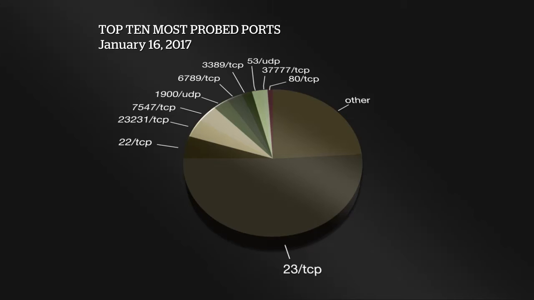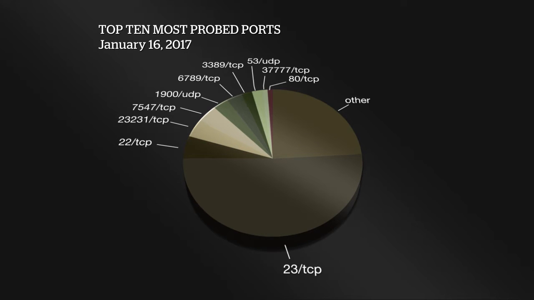So anyway, 6789 TCP is another telnet port, if I remember right. I have slides on each of these. 3389 TCP is Remote Desktop Protocol. We see that one a lot. 53 UDP is DNS, probably looking for DNS reflectors. Yep.